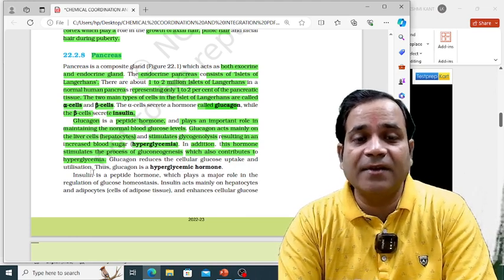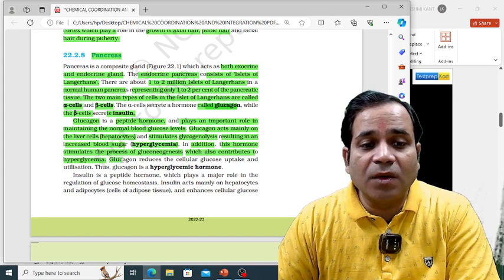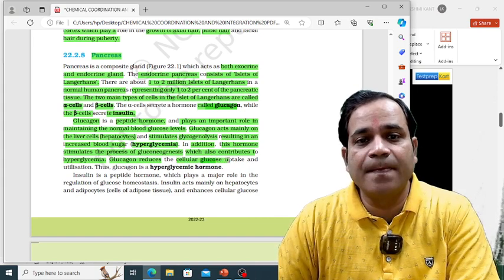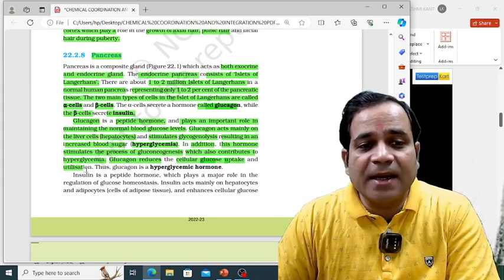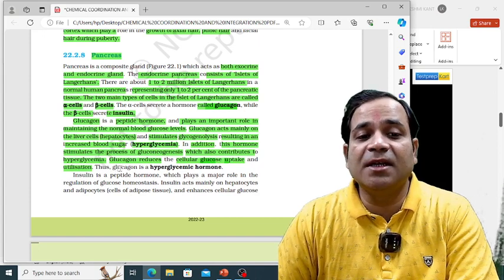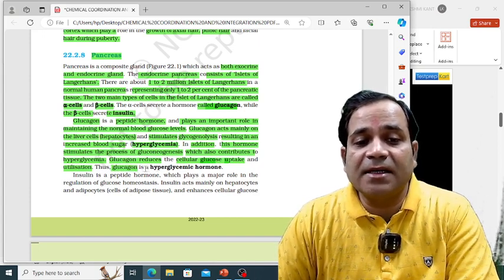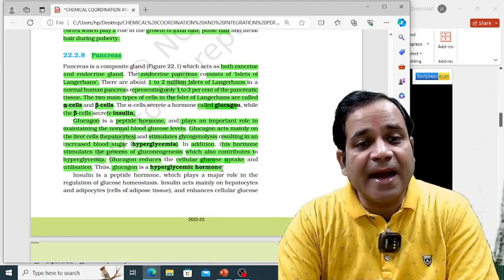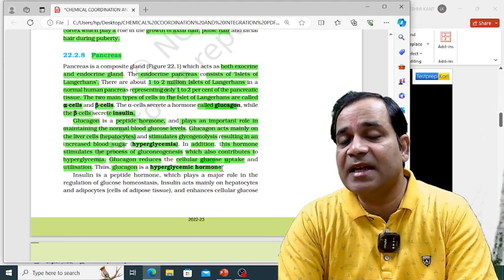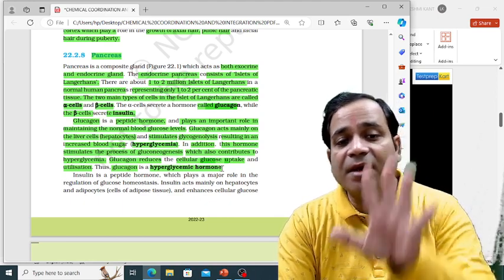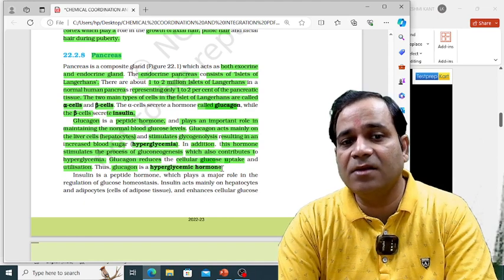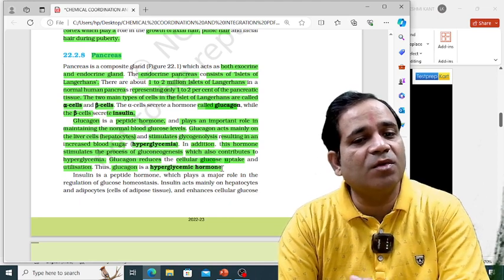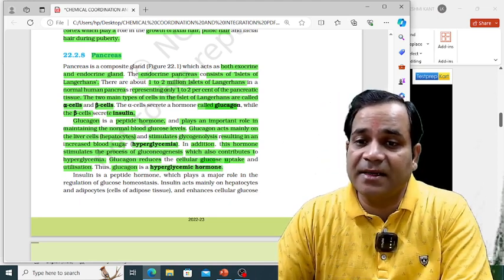Second thing, glucagon also reduces cellular glucose uptake and utilization. So thus glucagon is what? A hyperglycemic hormone. Clear? Why am I saying hyperglycemic hormone? Because glucagon reduces cellular glucose uptake and utilization. So that's why glucagon is a hyperglycemic hormone, my dear. Getting my point?